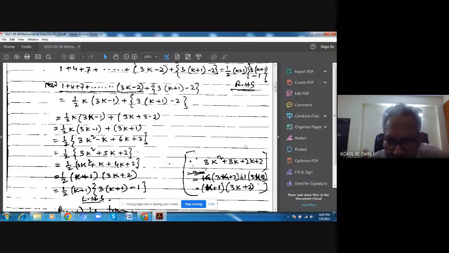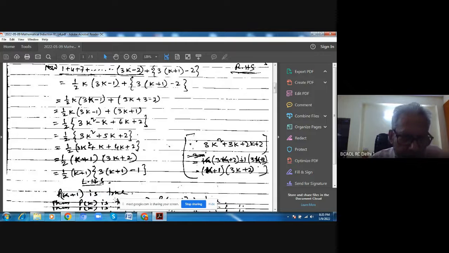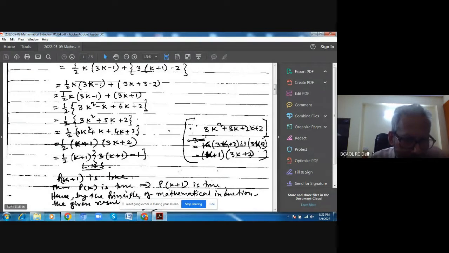So for the student, you can do it, you can practice it, because for factorization you have to break it up: 5k plus 4k, and after that you can take a common factor, and finally you get it. So now in this case the right hand side and left hand side are the same, so we can say P(k plus 1) is true.